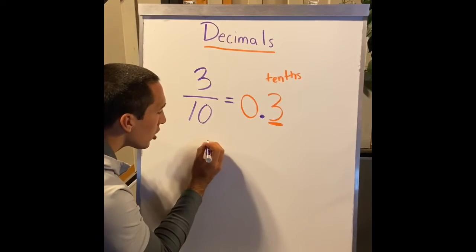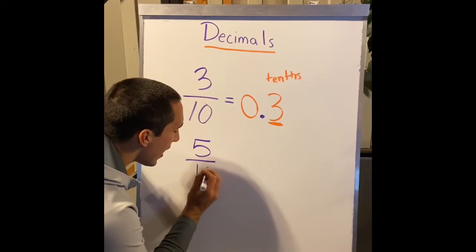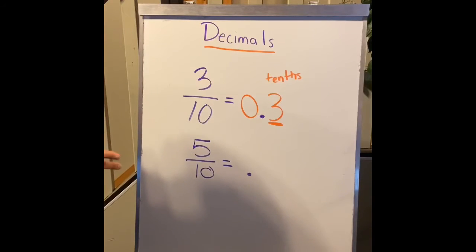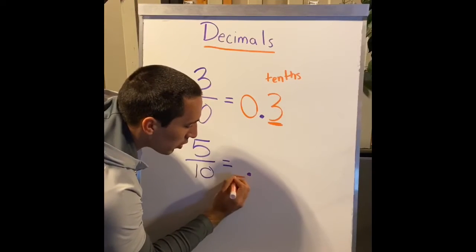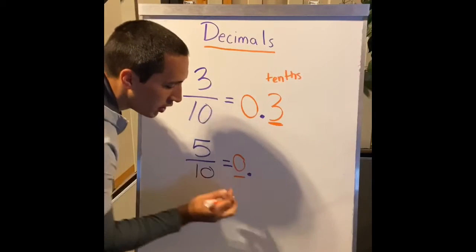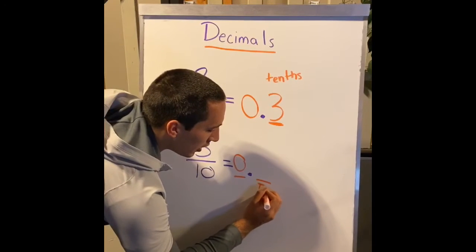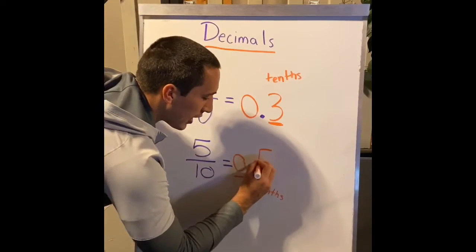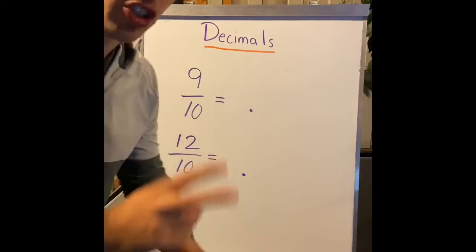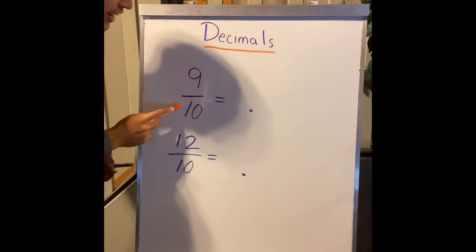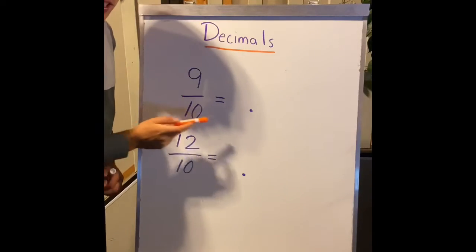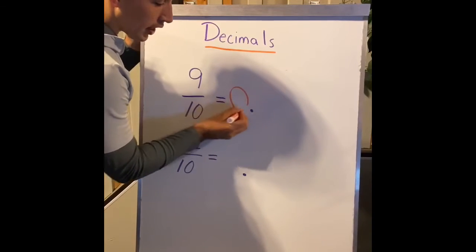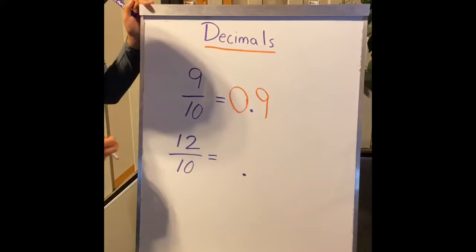What if our question was, what is 5/10 as a decimal? Well, remember, this is our ones place. We have no ones. This is our tenths place. And right here we have 5/10. All right, we're going to try 2 more this way. Our first one is 9/10. What is 9/10 as a decimal or in decimal form? 9/10 would look just like this.